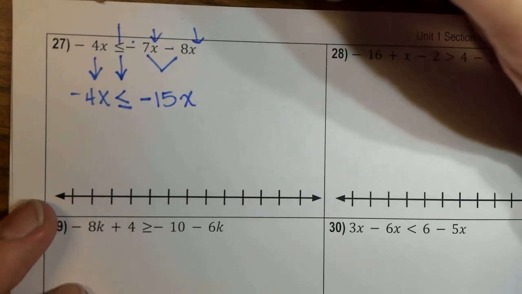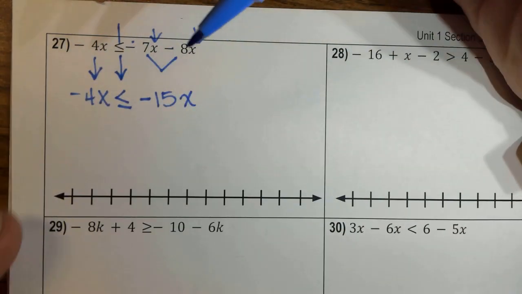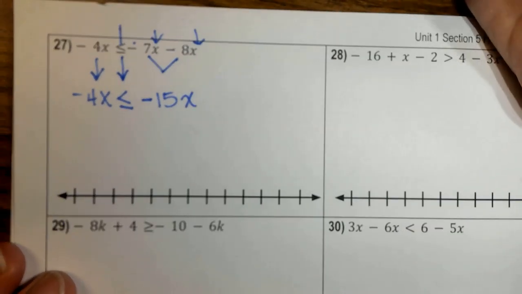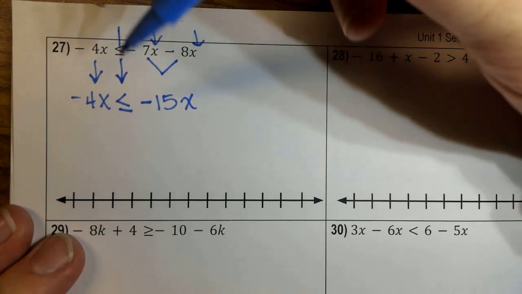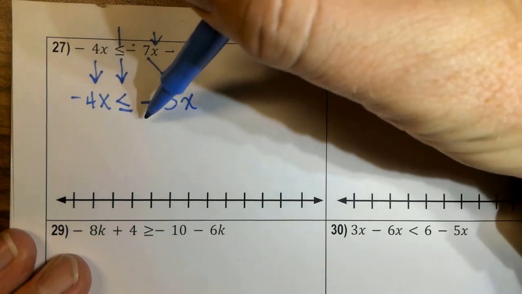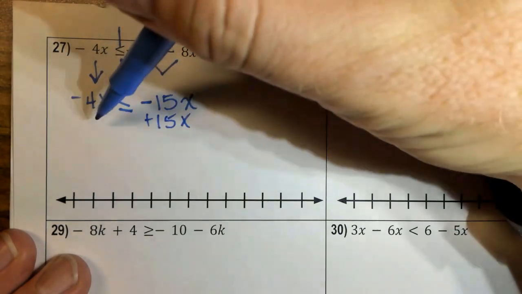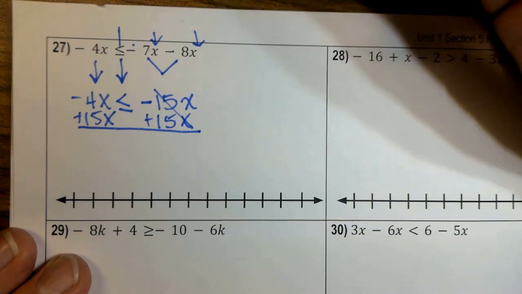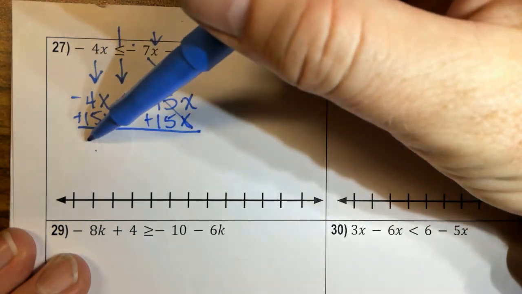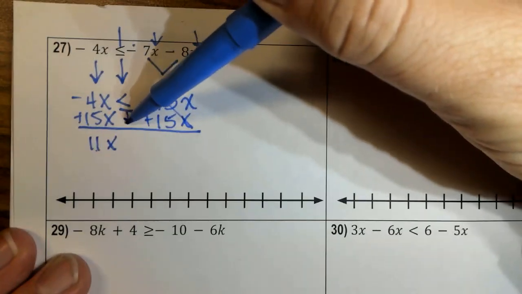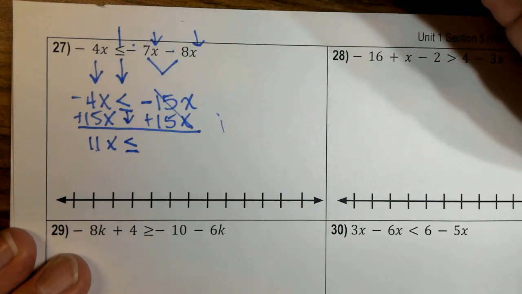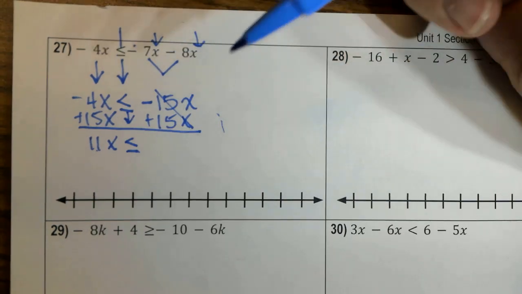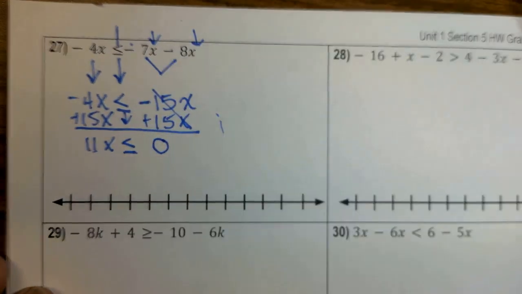Okay, now, because I have x on both sides of my equation, I need to get them on the same side together. I always move the smallest x, or smallest variable, which is negative 15. So to move it, I'm going to add 15. So I have 15x minus 4x gives me 11x. My sign did not change. And then notice I have nothing over here. I have no number over here.